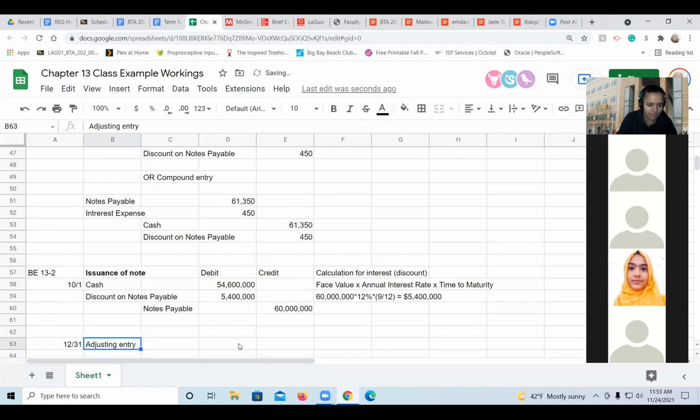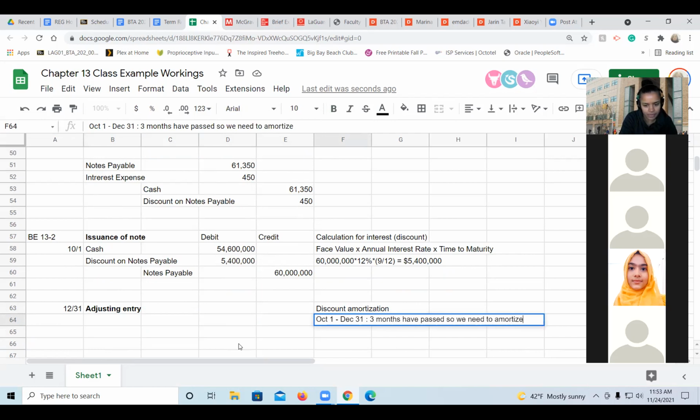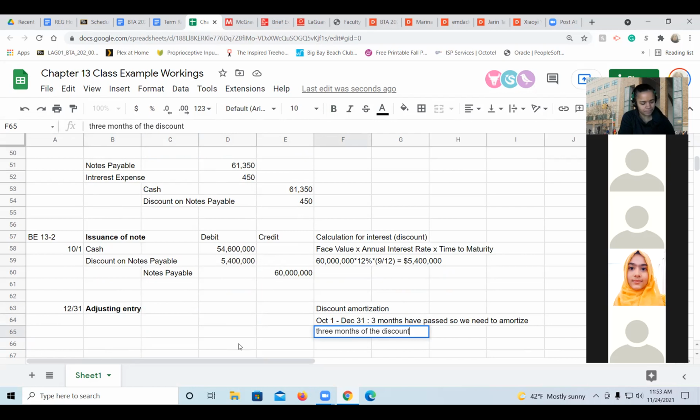It's going to be a discount amortization, and we have to figure out how many months have passed, right? So discount amortization. And it's going to be from October the 1st to December the 31st. So October, November, December. So 3 months have passed. So we need to amortize 3 months of the discount.